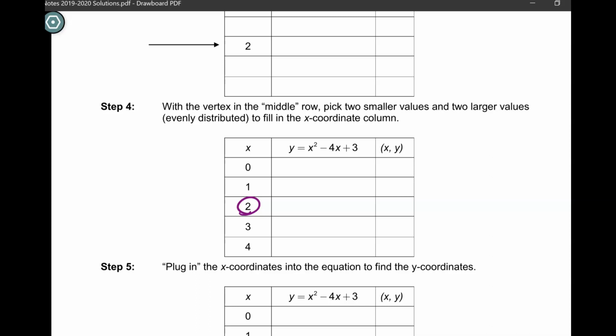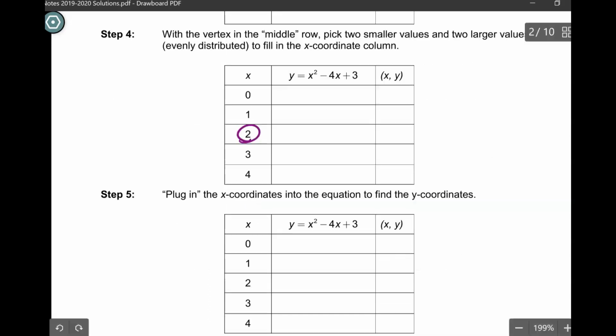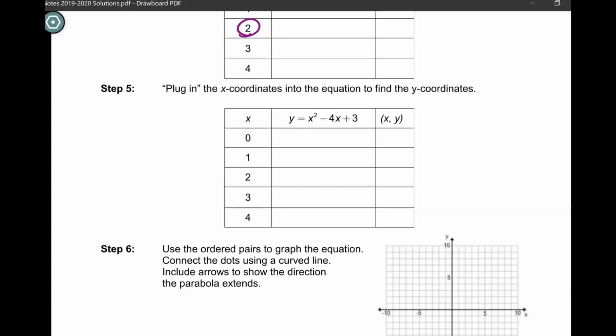Okay, so setting up your table is probably the most important thing when you're graphing these quadratic functions. Now, the next step is to actually find the points. So remember, this was our function we were working with, y equals x squared minus 4x plus 3. We're going to substitute in, so I have 0 squared minus 4 times 0 plus 3. Well, that's going to give us 3. So 0, 3 is our point.